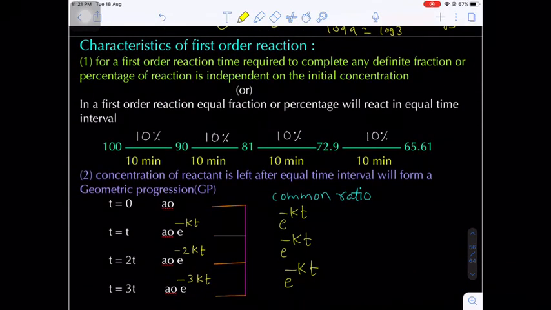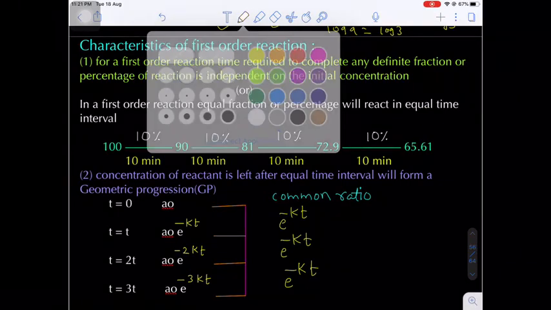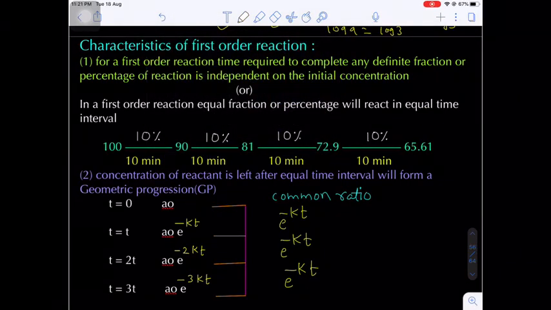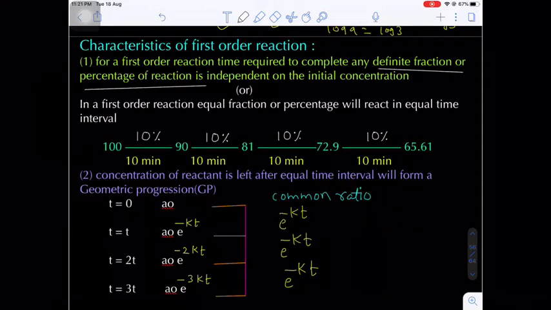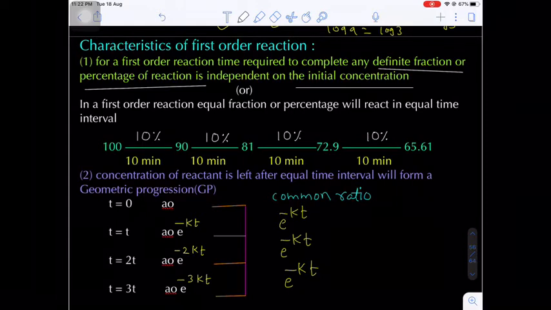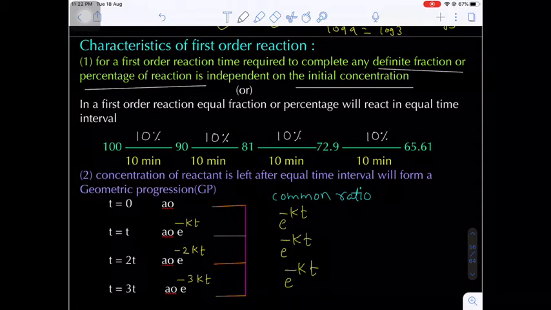Now the characteristics of the first order reaction. This is very important. For first order kinetics, the time required to complete a definite fraction or a percentage of reaction is independent of the initial concentration. This is very much important. Once again, for a first order reaction, the time required for the completion of a definite fraction or percentage of reaction does not depend upon the initial concentration of the reactant.